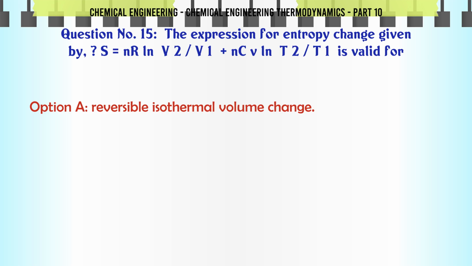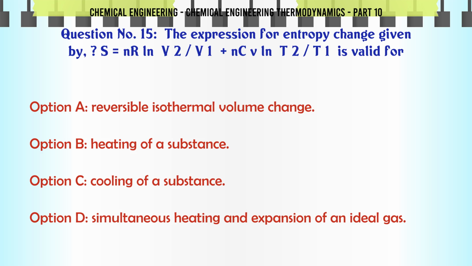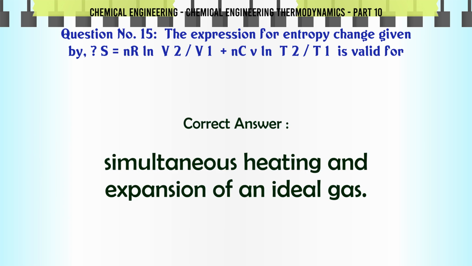The expression for entropy change given by delta S = nR ln(V2/V1) + nCv ln(T2/T1) is valid for: A. Reversible isothermal volume change. B. Heating of a substance. C. Cooling of a substance. D. Simultaneous heating and expansion of an ideal gas. The correct answer is simultaneous heating and expansion of an ideal gas.